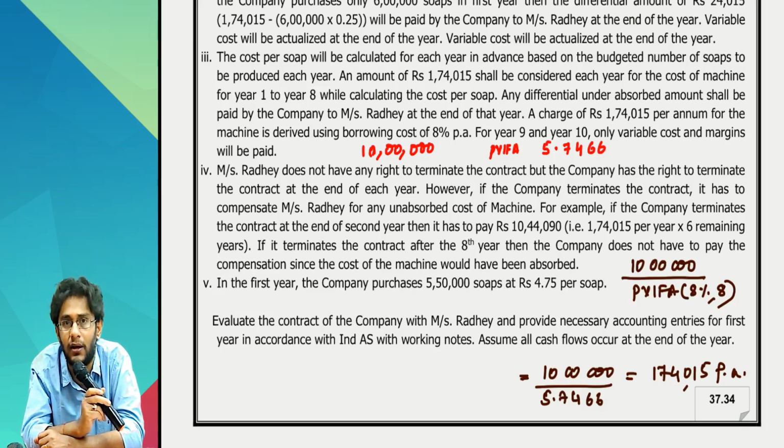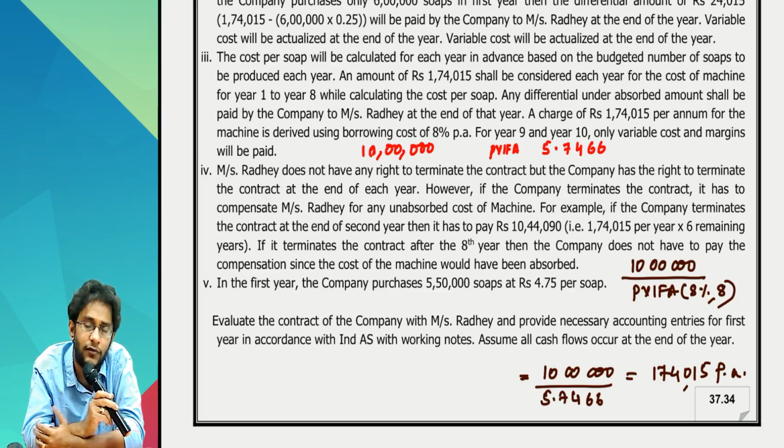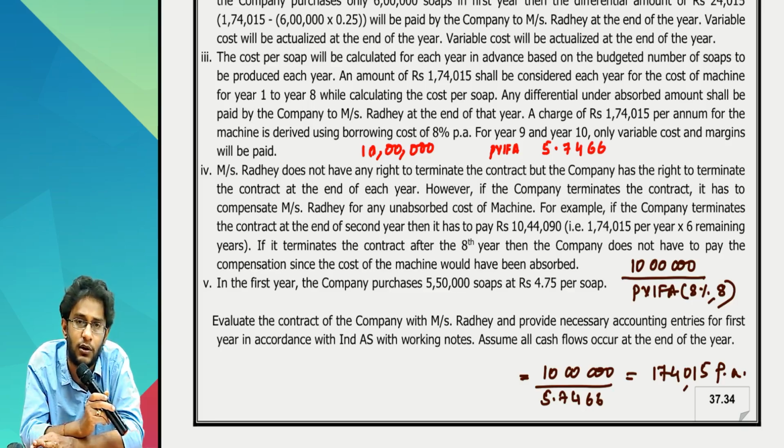A particular paragraph indicates that the chance of terminating the contract is less likely. Why it is less likely is, if I terminate, I also have to pay 174,015 per annum. If I don't terminate, I also have to pay 174,015 per annum. So it is better to not terminate and continue the contract. And if you don't want to buy goods, don't buy each year. But still you have to pay 174,015, that much you pay.